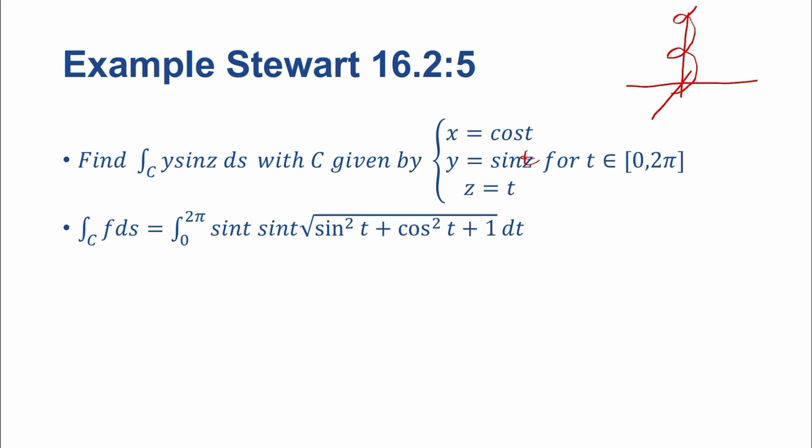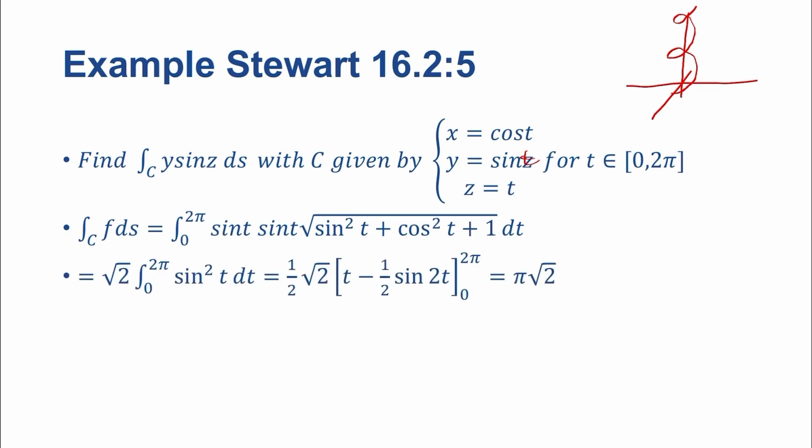So we get the integral between 0 and 2 pi, sine of t, and then z is t, so we get another sine of t. We take the square root of sine squared t plus cosine squared t, taking all those derivatives and squaring them, plus 1, dt. So what is nice about this? Well, sine squared plus cosine squared reduces to 1. Unfortunately, we still have that 1 there, so we're not going to get a perfect number, but we get the square root of 2, but that's fine. We can take that out. We get the square root of 2 times the integral between 0 and 2 pi of sine squared t dt.